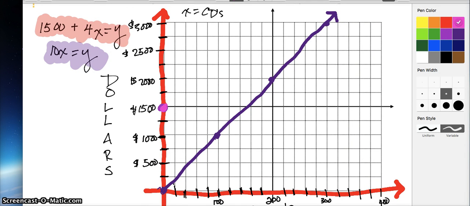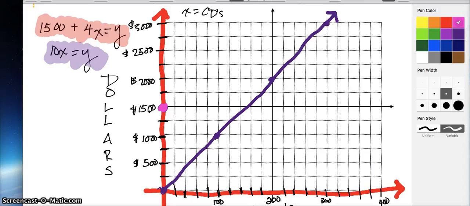That's a little more pink. Our pink equation starts here at 1,500, and our slope is to go up 4 over 1. Again, that's a little tricky to do because of the numbering, so let's put 100 in here. If I put 100 in for x, 400 plus 1,500 is 1,900. So when we're at 100, we're at 1,900, and 1,900 is going to be around here.